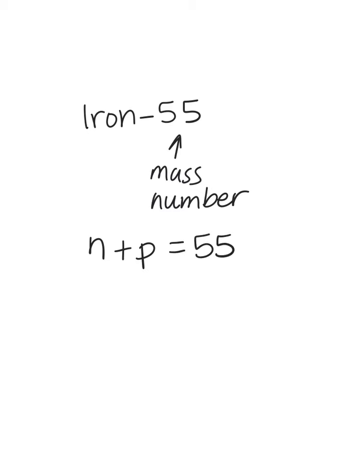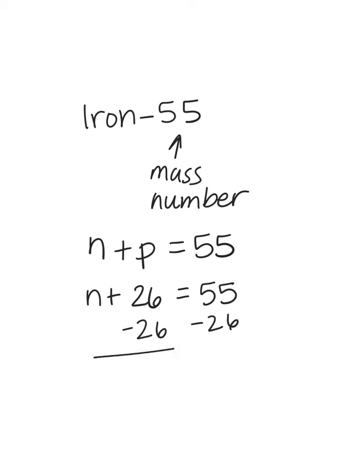From the atomic number for iron, I have figured out using the periodic table that the number of protons is 26. So I'm going to plug 26 in for protons, and then it's going to be some basic algebra where I'm going to just subtract 26 from both sides, and I'm going to get that the number of neutrons is 29. So again, I use the mass number and I take protons plus neutrons, and I find the protons from the periodic table and from the atomic number.